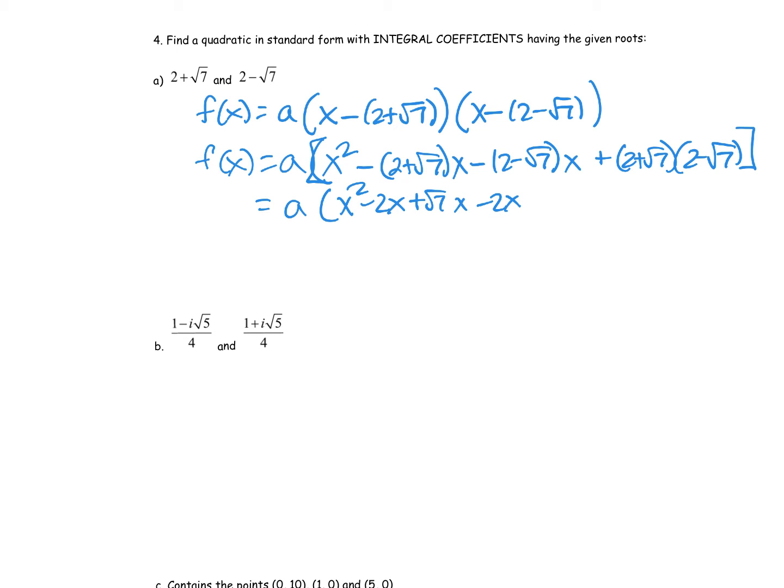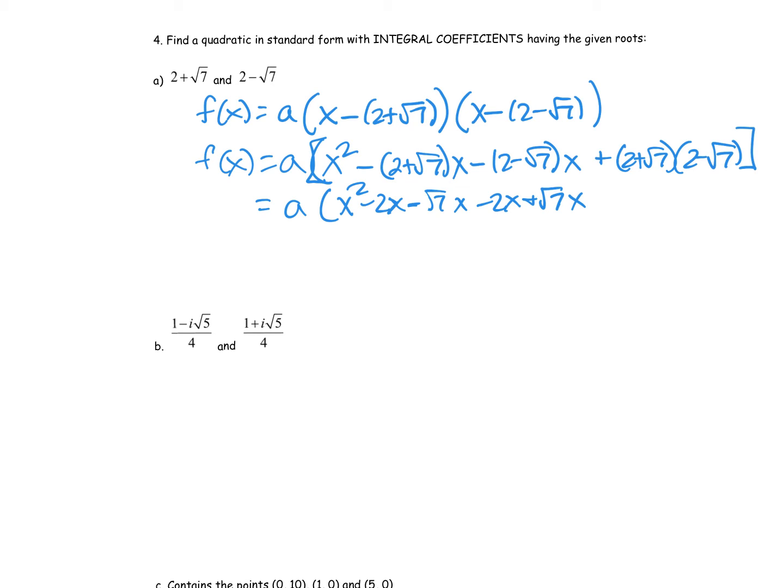Oh, sorry, it's not plus root 7x. Let me go back there. Hold on. I forgot to distribute the negative there. So again, that should have been minus root 7x. I need to distribute the negative. Minus 2x plus root 7x.